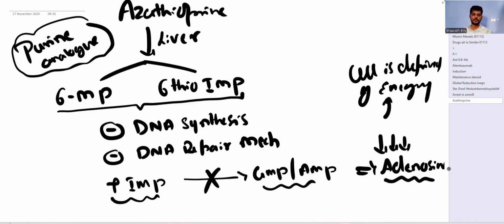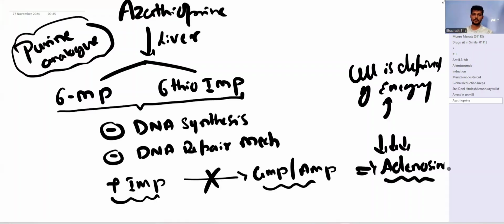And thereby they arrest the cell cycle progression. So that's what azathioprine does. It's a purine analog. In the liver, it gets metabolized into 6-mercaptopurine and 6-thioinosine monophosphate, which enter the nucleus. They inhibit the DNA synthesis, they inhibit the DNA repair mechanisms, and they deprive the cell of its energy.